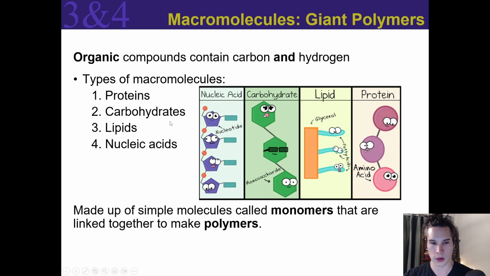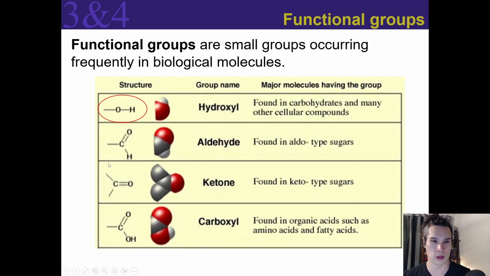All of your macromolecules are going to be made up of a simple molecule called a monomer. Amino acids are a type of monomer. Monosaccharides are a type of monomer. Nucleotides, a type of monomer. And all of those are linked together to make polymers. Your proteins are a type of polymer. Your carbohydrates, a type of polymer. Nucleic acids, a type of polymer. And again, lipids are a little bit more nuanced.